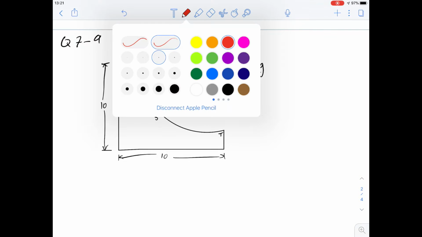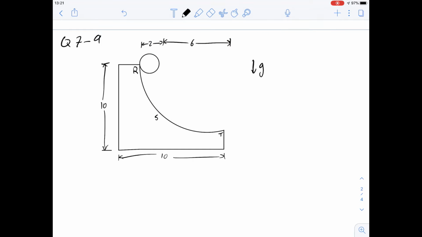Hi, I'm Carl, and in this video we're going to be looking at questions 7 to 9 of section 3 of the blue booklet. So this is a question about a ball sliding down a curve. We're given quite a lot of information, but I've copied out the diagram here.